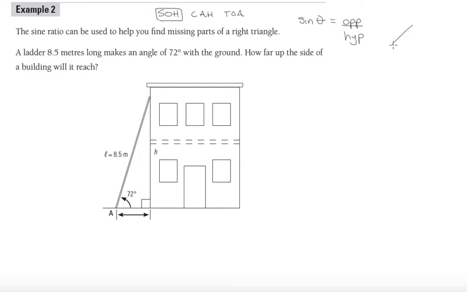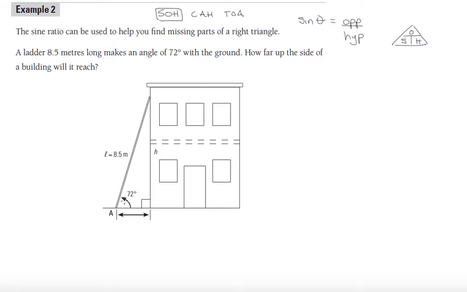Another thing I'm going to show you is we'll draw a little triangle that looks like this. Sine is the opposite over the hypotenuse. So you've got SOH. And I'll show you how to use that in a minute. So we've got a ladder. It's 8.5 meters long. It makes an angle of 72 degrees with the ground.